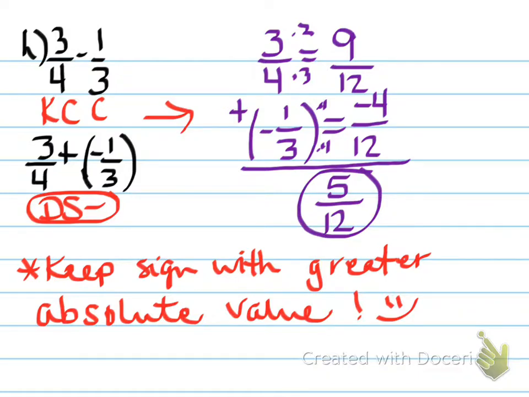Alright, but again, things are switched over and you've got different signs. Subtract. So you've got 3/4 plus negative 1/3. Get your common denominators of 12. Work everything out to 5/12. And just a reminder, you're keeping the sign with the greater absolute value.